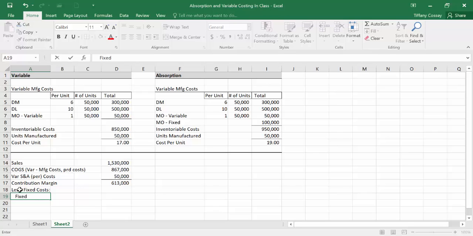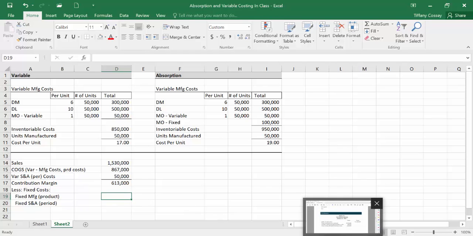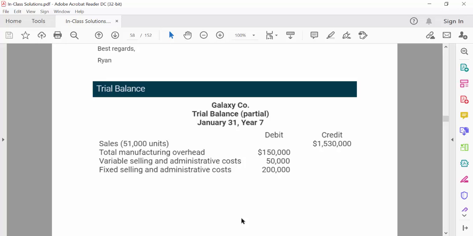And so I guess actually if we went with the wording on this problem, it would be fixed manufacturing cost. And then we'll have fixed selling and administrative. And if we go back to our problem, we can find those. So fixed selling and administrative costs were $200,000.